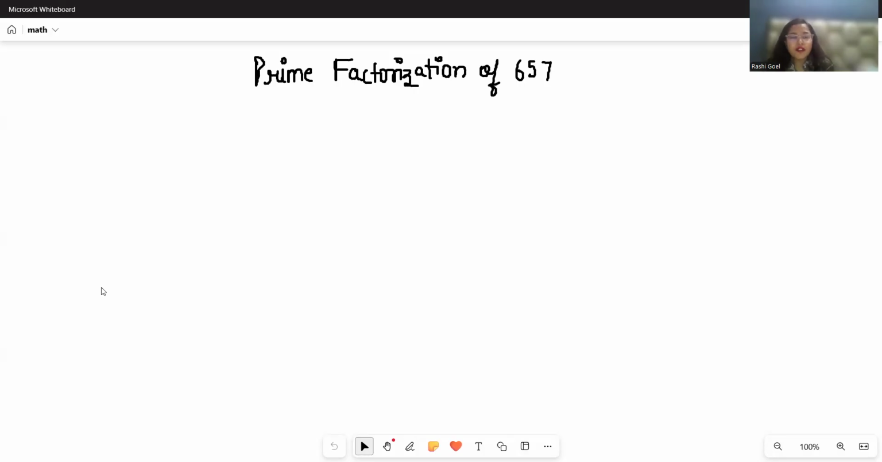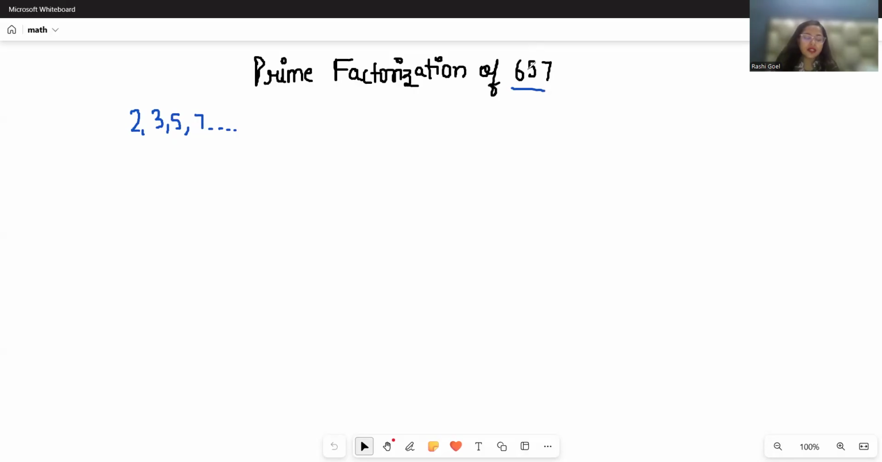So what is prime factorization? Prime factorization means expressing a number as a product of its prime factors. Those indivisible numbers are 2, 3, 5, 7, and so on. Or in other words, we are finding out what prime numbers multiply together to give us 657.